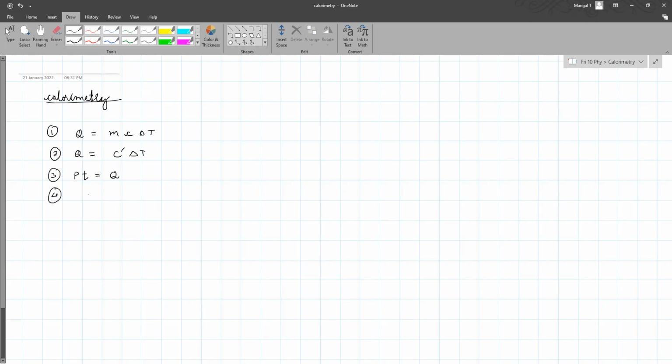The fourth is heat lost by hot body is equal to heat gained by cold body. So based on these formulas, we will be solving the questions.